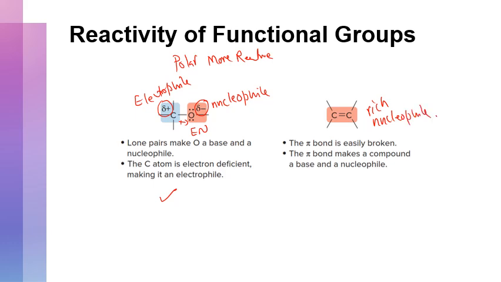So it will look for more positive sides to react with. So the pi bond is easily broken. So these are the reasons for the high reactivity of functional groups.